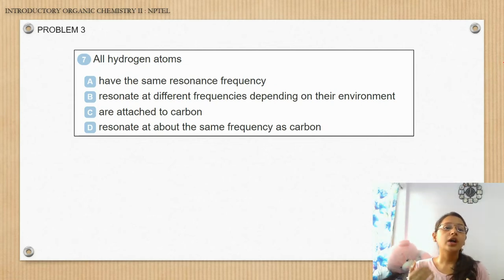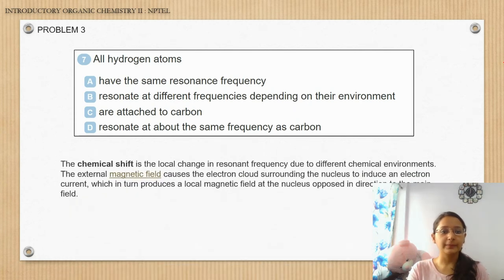To resonate, a term called chemical shift arises. The hydrogens present in a molecule or system have different chemical environments, due to which they have different chemical shifts. So the resonance frequency changes with the chemical environment of the nucleus.